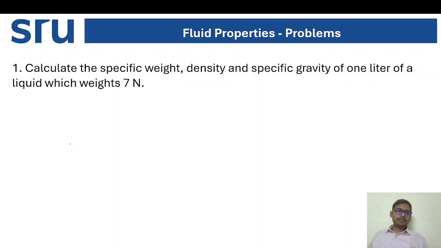fluid properties problem. Calculate the specific weight, density and specific gravity of 1 liter of a liquid which weighs 7 newtons. So now they have asked three questions. One is specific weight, density and gravity. So with respect to 1 liter of a liquid which weighs 7 newtons. So now first we have to write the given data to make it easy.